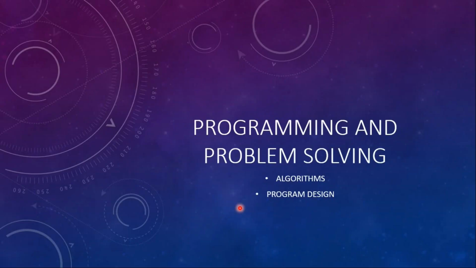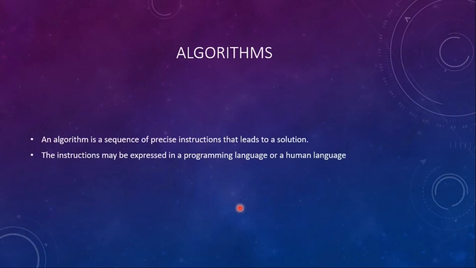Algorithms come under programming and problem solving. So what are algorithms? It is easy to think the hard part of solving a problem on a computer is translating new ideas into the language. But it's not that. The most difficult part is discovering the method of solution, and that's where algorithms come in. An algorithm is a sequence of precise instructions that leads to a solution, and it may be expressed in a programming language or a human language.